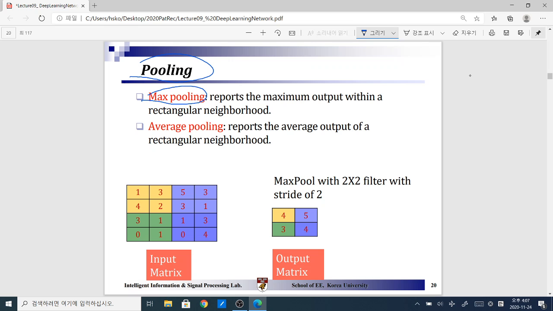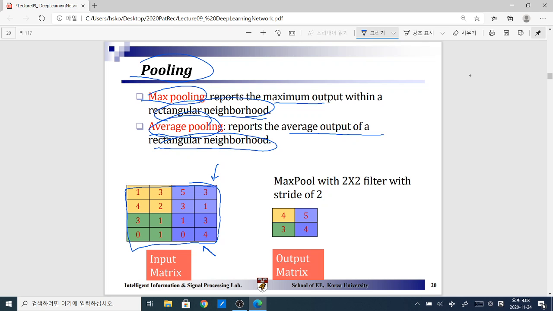One is called max pooling. The other one is called average pooling. What max pooling does is that it searches for the maximum value within a rectangular field of the neighborhood, and that becomes the chosen value that represents the entire rectangular field. Average pooling is similar. What it does is that out of that rectangular field, you compute the average value. For example, suppose you have here the input matrix, and this input could be either an image or maybe a feature map. Let's say this is your input image.